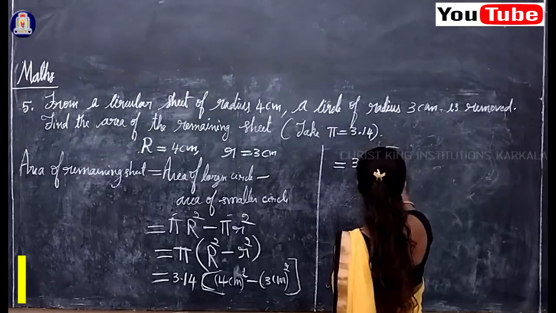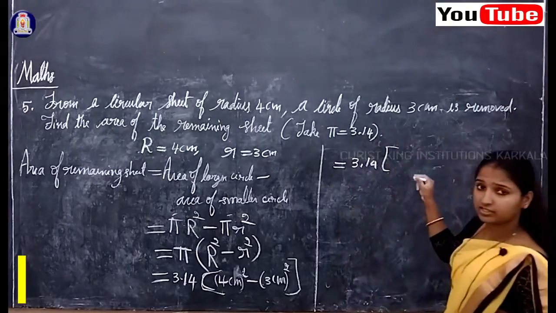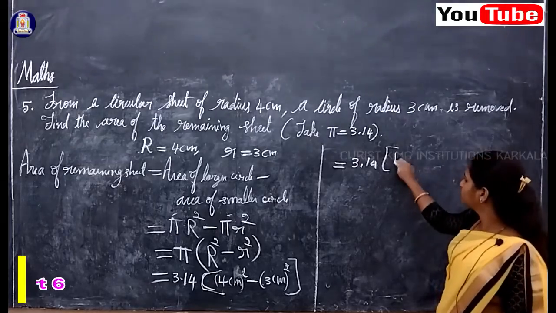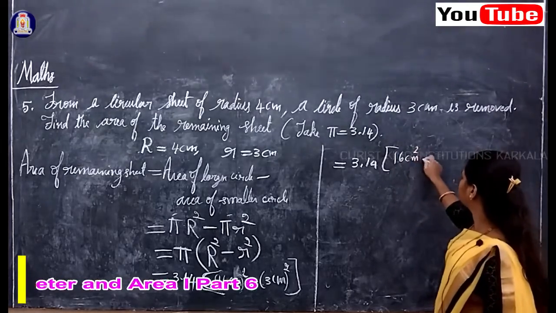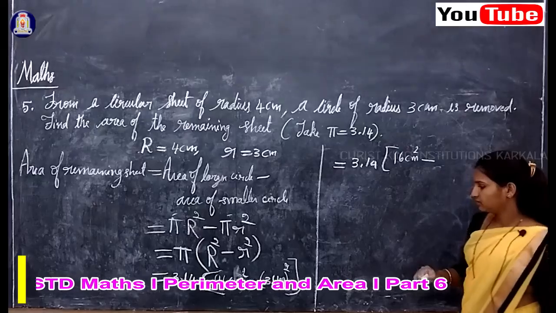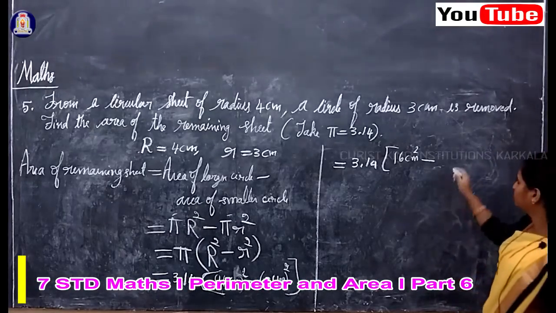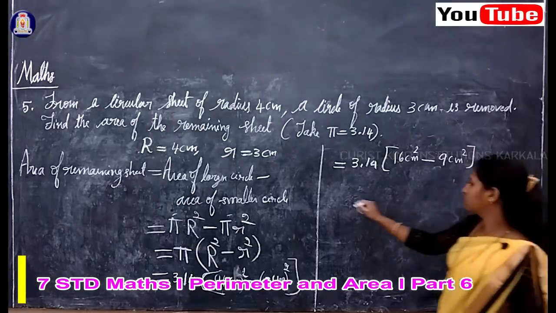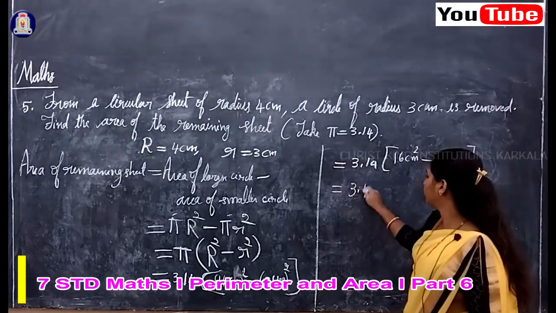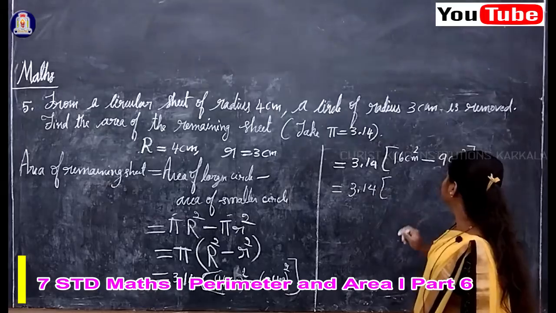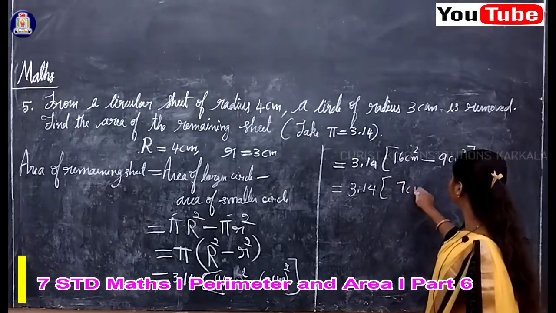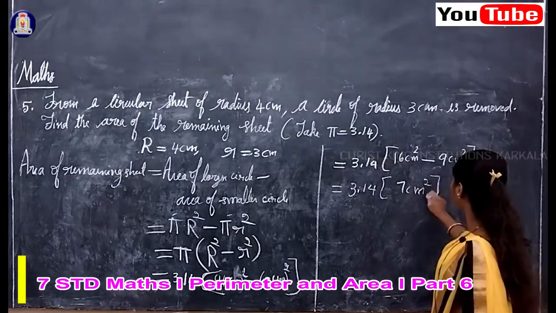3.14 into 4 centimeter the whole square. 4 square is 4 into 4, that is 16 centimeter square, minus 3 centimeter whole square, 3 into 3, that is 9 centimeter square. So if we subtract, we get 3.14 into 16 minus 9, that is 7 centimeter square.